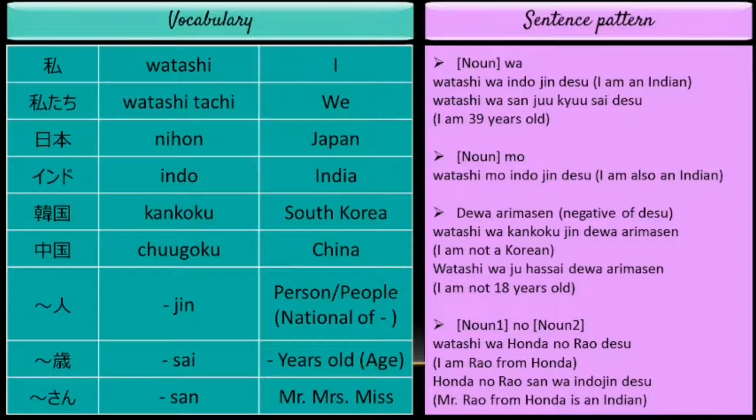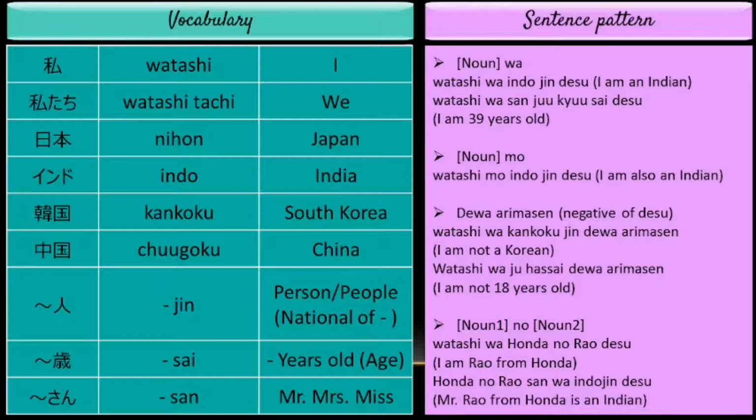Next, let me go to the particle no. If you have watched my previous videos, you would have learned this by now. The particle no connects a noun with another noun and indicates possession or belonging to. For example, if Mr. Rao works in Honda and he has to say that he is from Honda, in Japanese he will say watashi wa Honda no Rao desu.